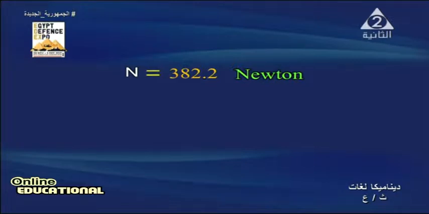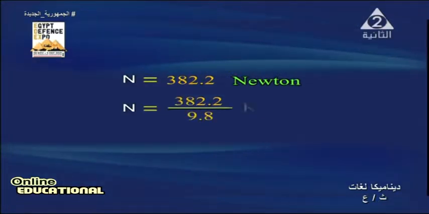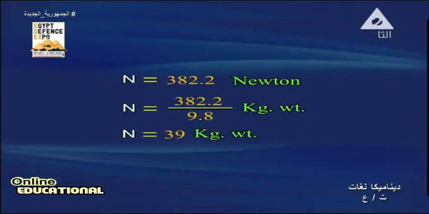Then N equals 382.2 Newton. What is the magnitude of the reaction in kilogram weight? N in Newton over 9.8 equals kilogram weight. Then N equals 382.2 divided by 9.8 kilogram weight, which equals 39 kilogram weight. Then the reaction of the plane equals 39 kilogram weight.